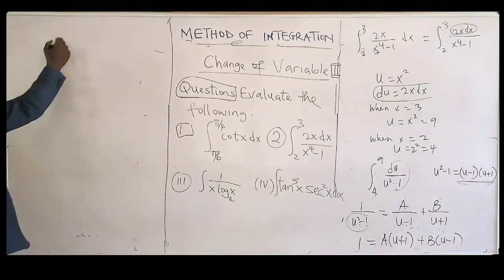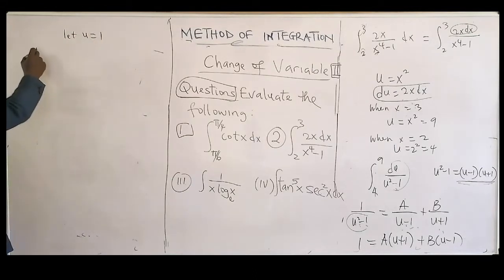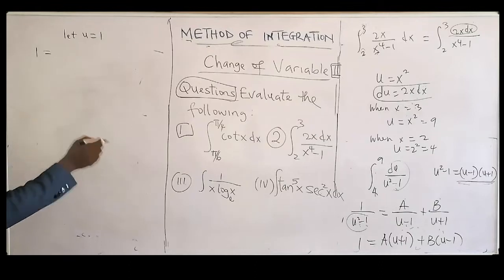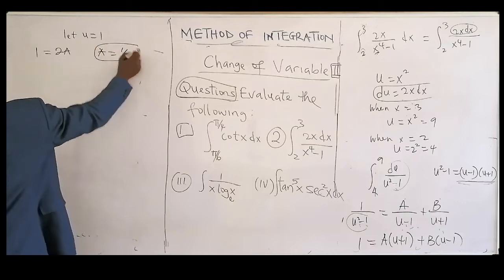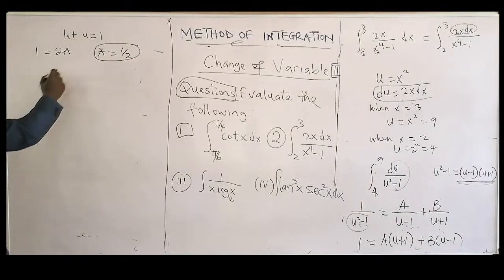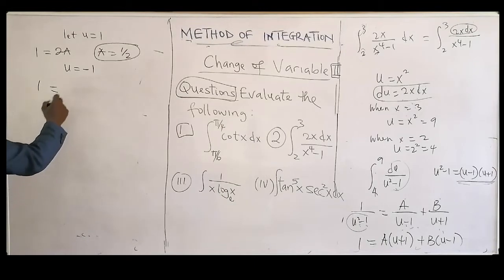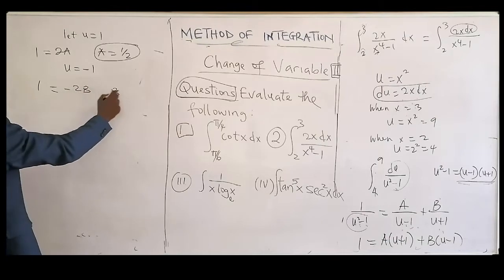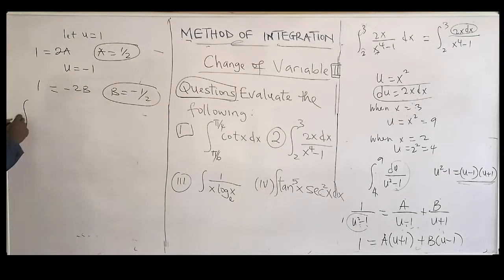Let's start with u. Let u be 1. If u is 1, I'm going to have 1 equal to 1 plus 1, that's 2a. So a is a half, 1 over 2. If u is minus 1, I'm going to have 1 equal to, then we cancel, minus 2b. So b is equal to minus 1 over 2.